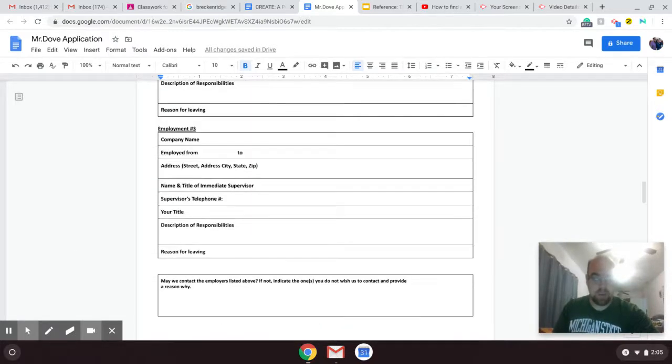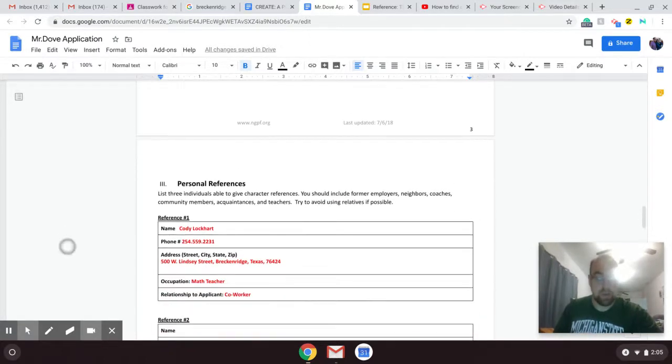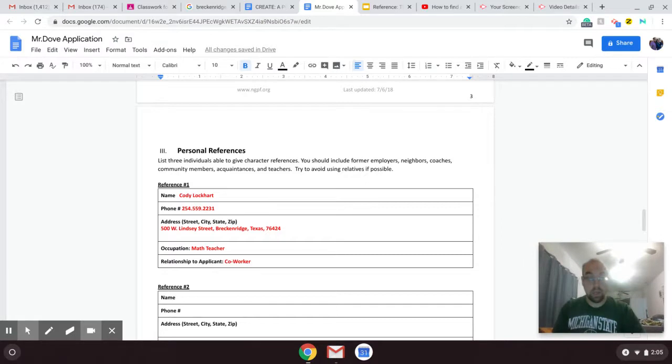And then the last part we're going to fill out is references. These are very important. Now, it's very important to look at the instructions here. It says personal references. List 3 individuals who are able to give good character references. That means who's going to say the best things about you to make you desirable for somebody to hire. It says it can be former employers, neighbors, coaches, people in the community, members, acquaintances, and teachers. Try to avoid relatives if possible. So don't put your mama, don't put your auntie, unless your aunt and uncle have a business and you work for them.